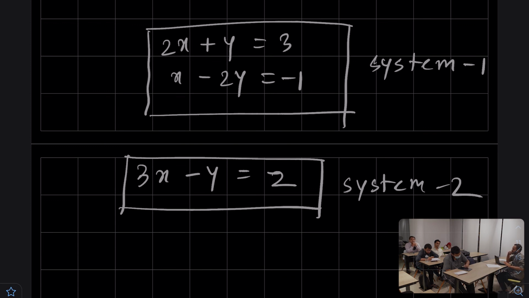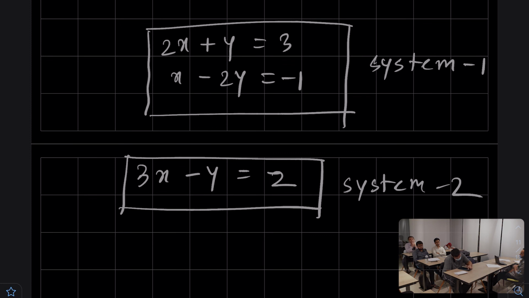Now, can we say that a solution of system 1 is a solution of system 2? Yes, we can. But we cannot say that every solution of system 2 is a solution of system 1. This is what we studied in the last class, but I think you did not go further. That was a misconception, a confusion generated during the lecture.